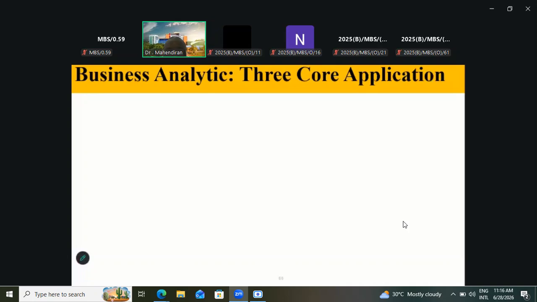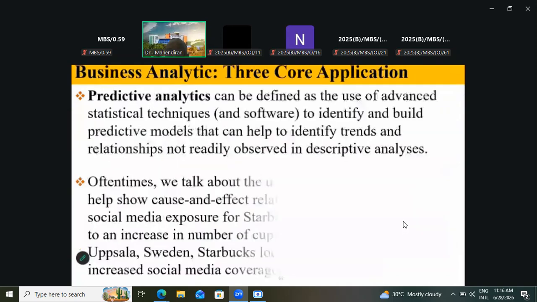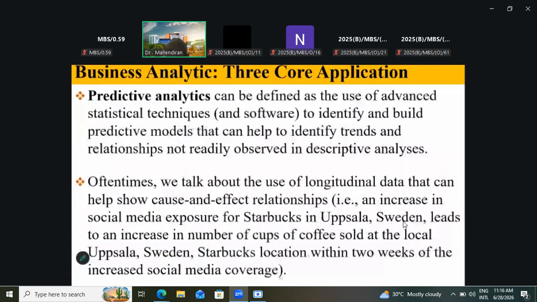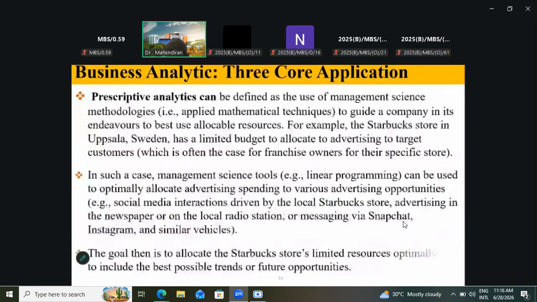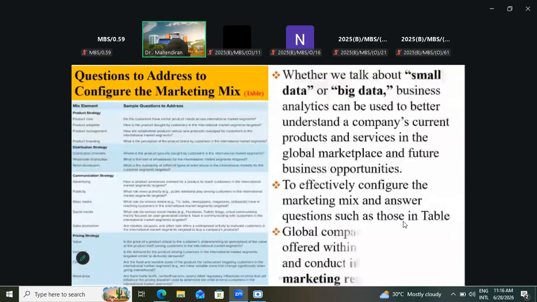So we discussed it in detail there. Descriptive, predictive, and prescriptive. I discussed it, and in the video they have put one slide for each of the 3, so I'm not going to explain again. Okay. So the question we're going to address is the marketing mix. Okay. Big data, small data, and all these things.